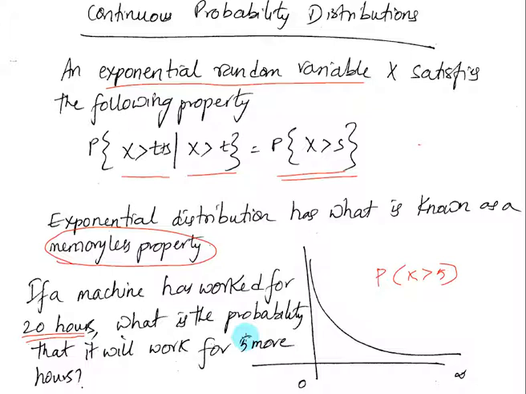For example, a light bulb does not know that it has been working for 20 hours. So if you want to find the probability that it's going to work for 20 more hours, it does not mean you're calculating the probability for x greater than 40. You're really computing the probability for x greater than 20. The past does not matter, and we use this property in stochastic processes a lot, and it is known as the memoryless property of an exponential distribution.